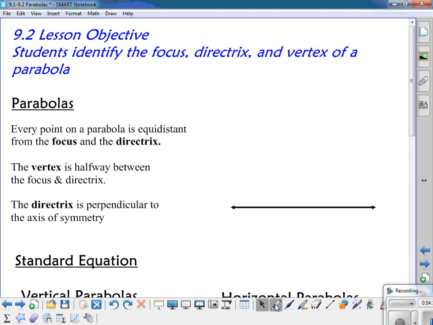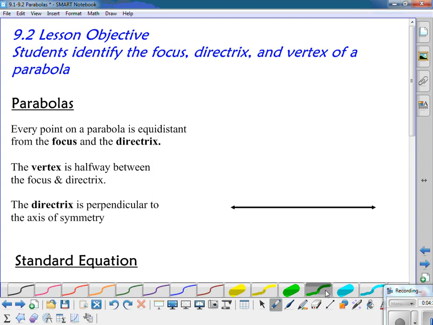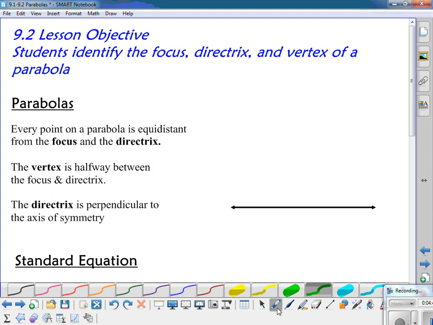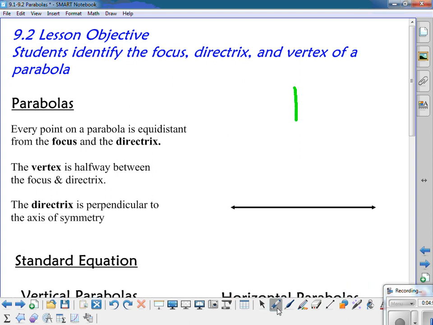So I have an axis of symmetry for my parabola. It helps if it's straight, sort of straight there. That's not very straight either. Let me try and draw a straight axis of symmetry here. There we go, that's a little better.